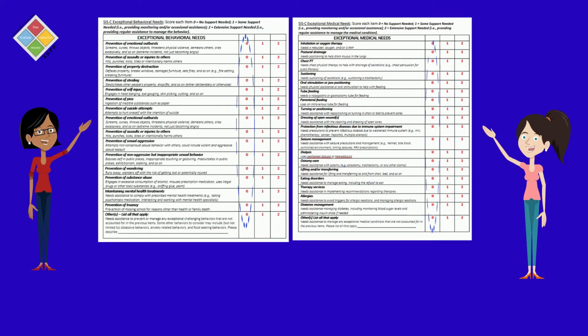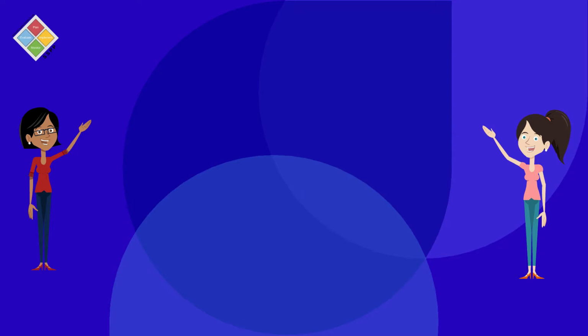Are there cases where students will have scores of 0 on all items of both the exceptional medical and behavioral needs sections of the SIS-C? Yes, that is very common. Some students don't have any exceptional support needs due to medical conditions or challenging behaviors. Many other students will only have ratings in 1 or 2 items.